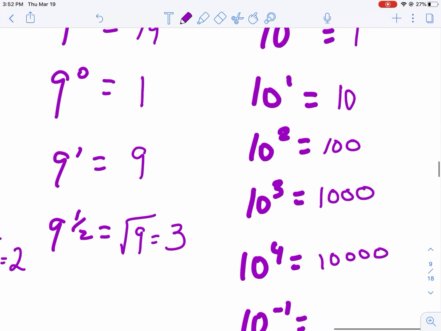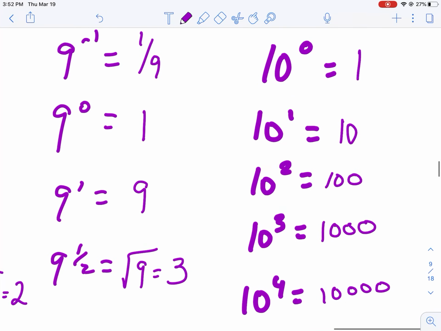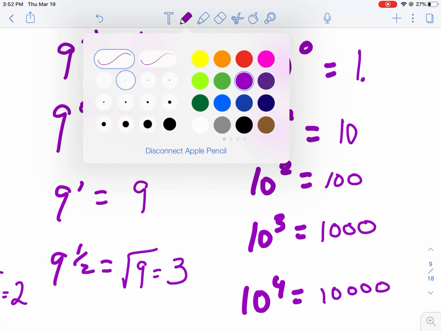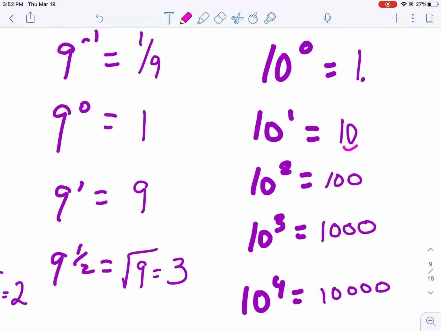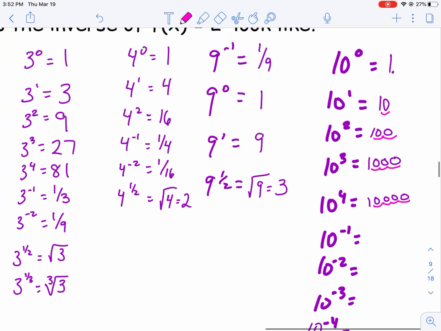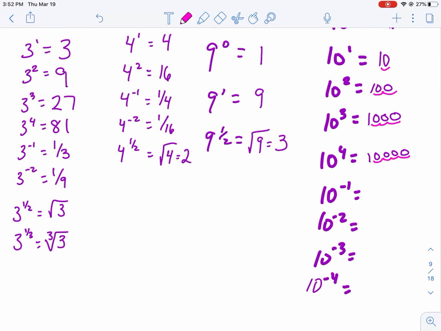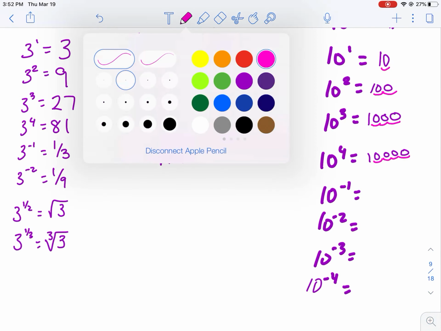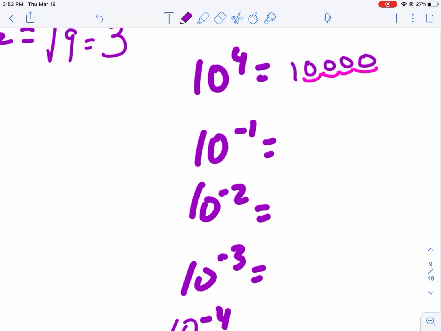Do you notice a pattern here? Notice, if you think of this as 1 point, 10 to the first is 1, 0, where I've moved the decimal point over 1. 10 squared, I've moved the decimal point over 2. 10 cubed, I've moved it over 3. 10 to the fourth, I've moved it over 4. What about negative integer exponents? I know, your favorite.